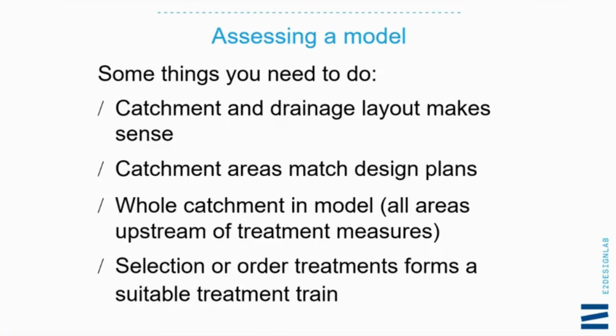Have we got primary treatments like gross pollutant traps and sediment ponds upstream? And have we then got bioretention and wetland downstream? Have we got swales generally upstream? Have we got something like an infiltration system? You expect that to be downstream of a sediment treatment. So anything deviating from that, you might pay some attention to.